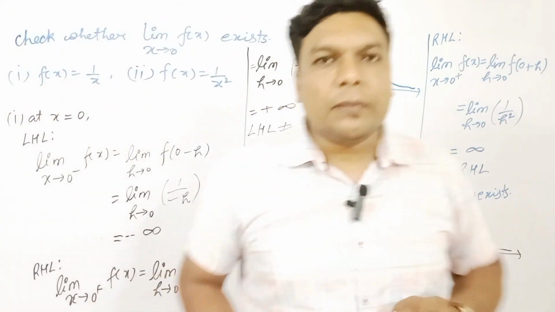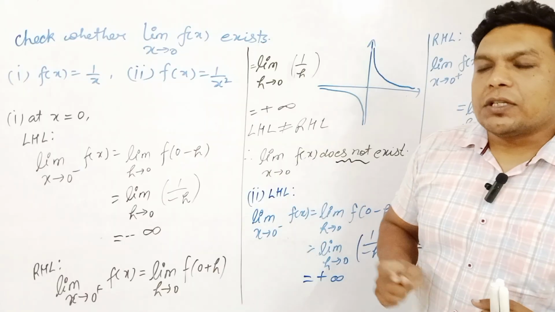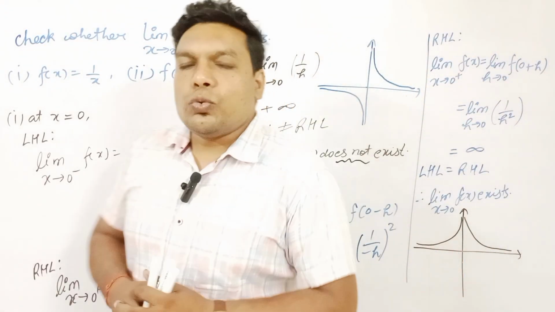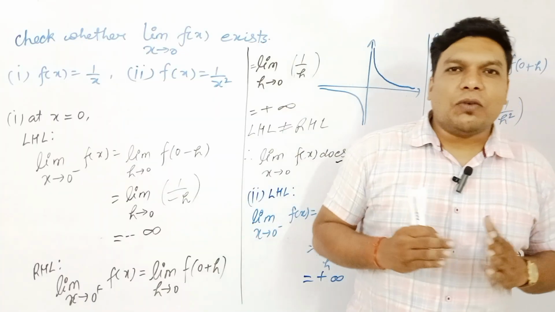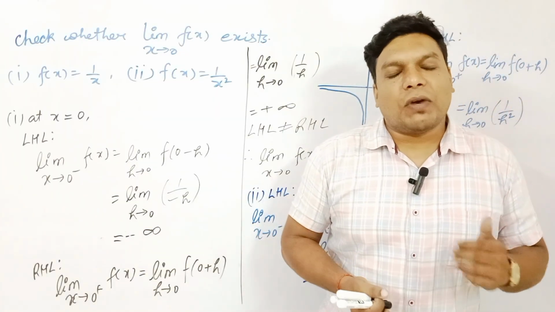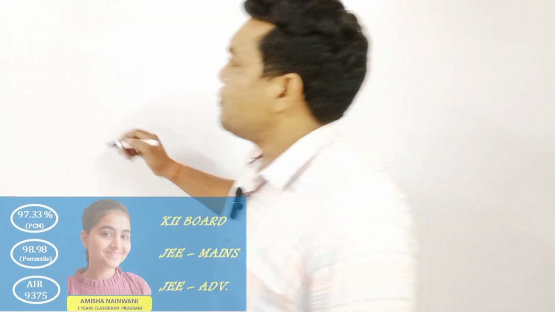So what is the conclusion here? For the limit to exist, the function must approach the same value from left and right. If it is approaching the same value, then we say the limit exists, otherwise the limit does not exist. Okay, let's take one more example to better understand the concept of limit.